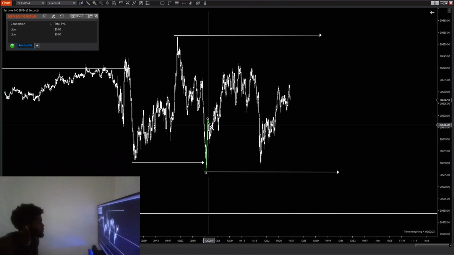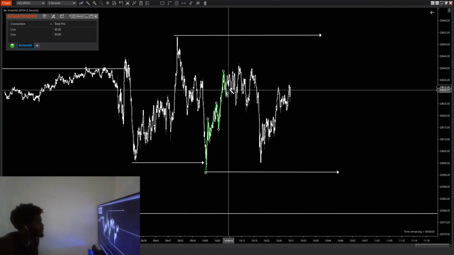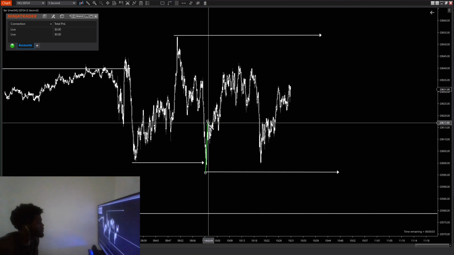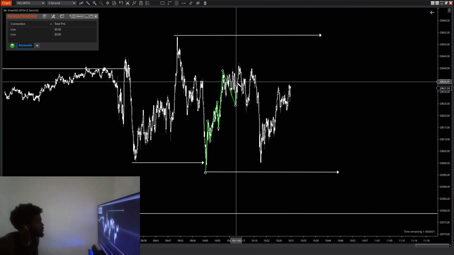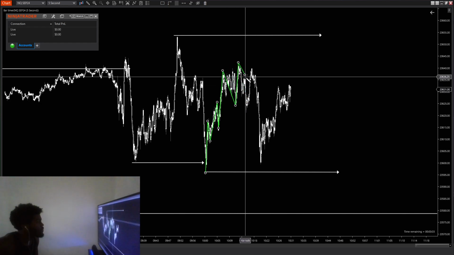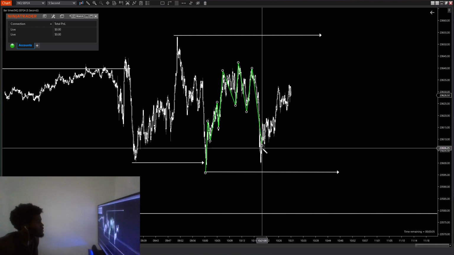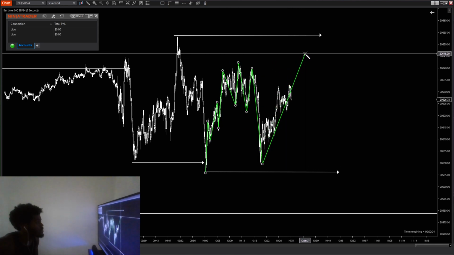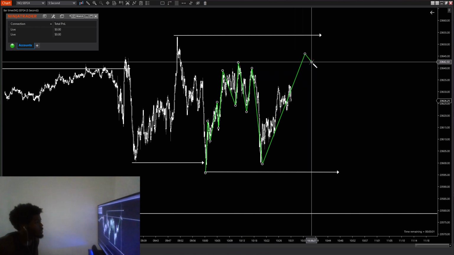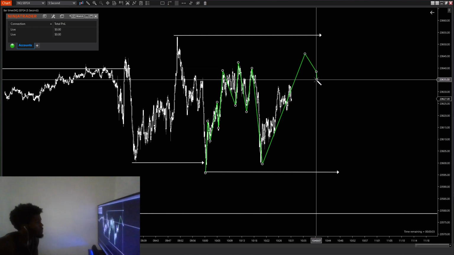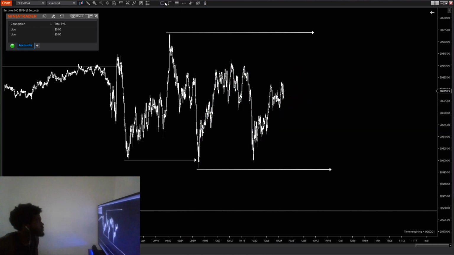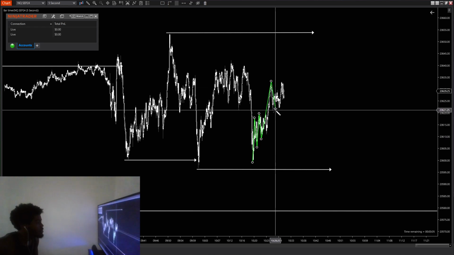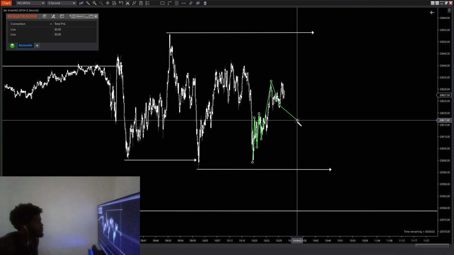Count 3. Boom. First reversal yet to be liquidated. So that can always happen. Then we move back into the range. Okay. We've got 1, 2, 3. Boom.